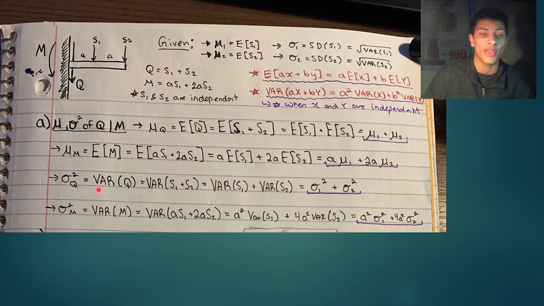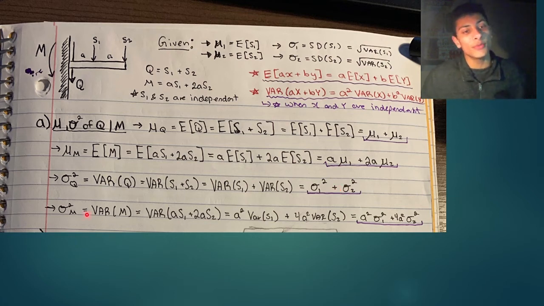So the variance of Q is just going to be the standard deviations of S1 and S2, and both of them are going to be squared, because as you can see, the variance of S1 and the variance of S2, the square root of those is equal to sigma 1 and 2, so the variance is going to be equal to sigma 1 squared plus sigma 2 squared, and that is what is represented over here. So moving on to the variance of M, we're going to do the exact same thing here.